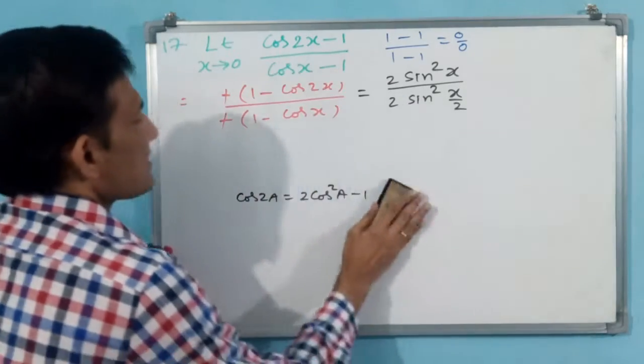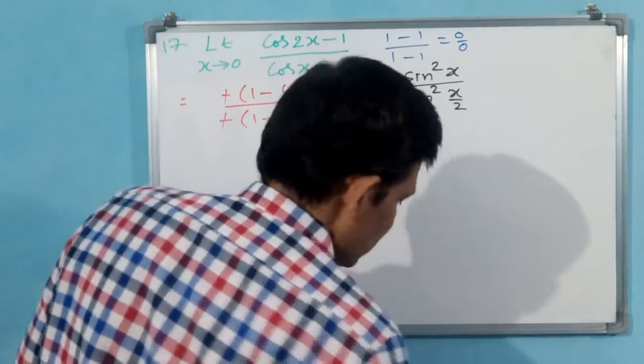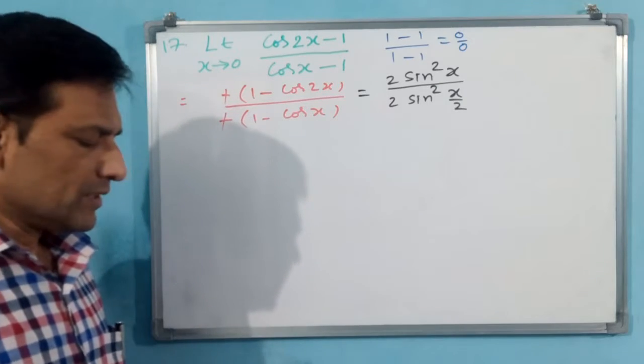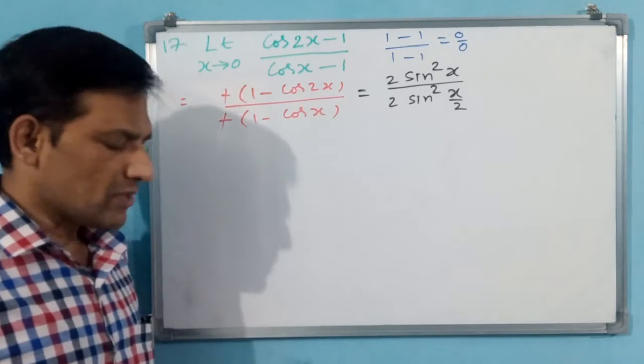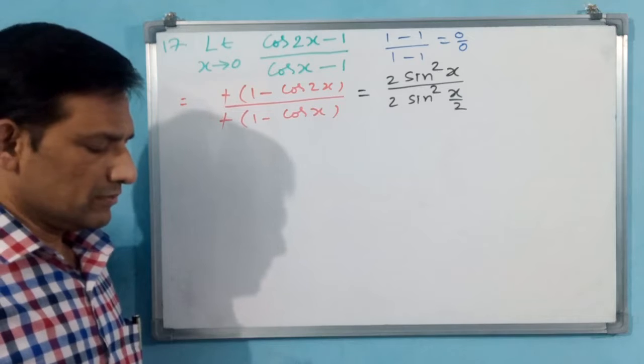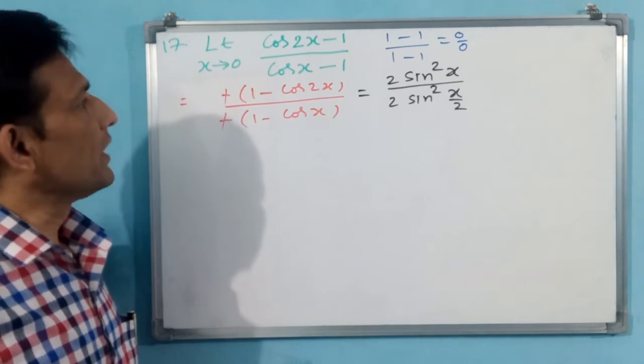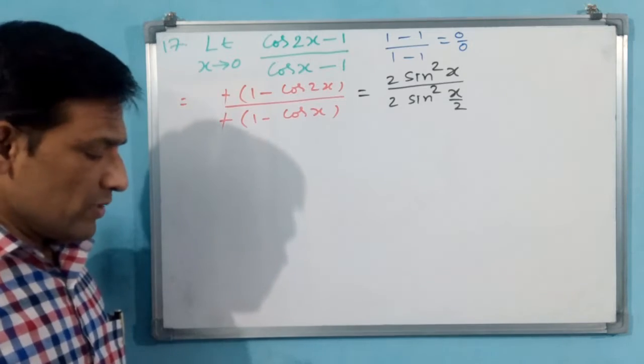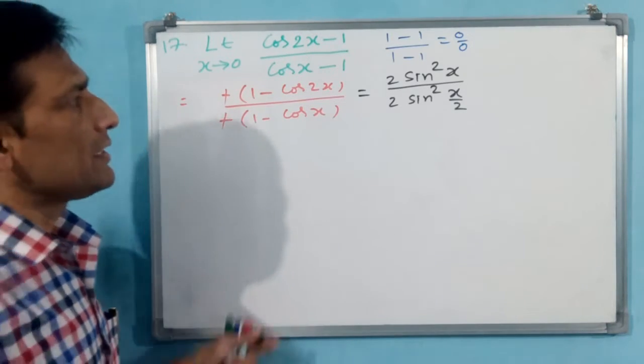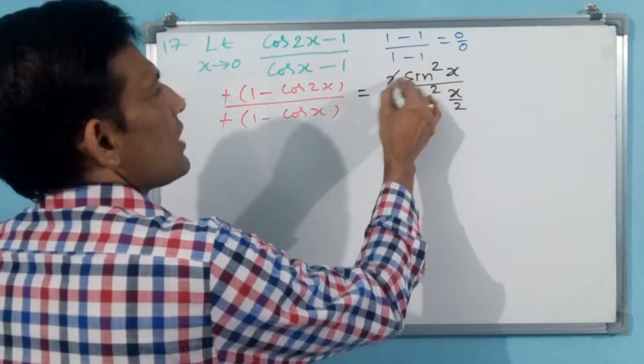Plus has come like this because this is plus. Minus also you can write: cos 2a is equal to cos square a minus sin square a. With that formula, sin will come. Now you can cancel out these two. See, these two I am cancelling out.